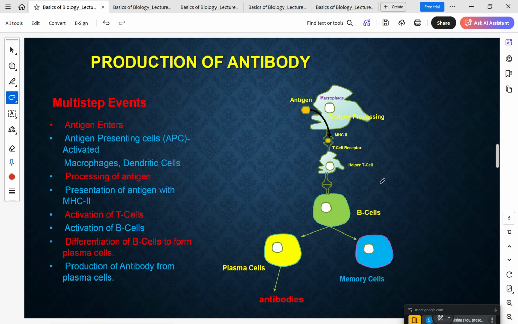The production of antibody is not a single step process, it's a multi-step process. The first step is when antigen enters, of course, when the immune cells encounter the antigen for the first time. The antigen is then engulfed by macrophages, and then the antigen is processed, after which it's presented in complement with the MHC class 2.